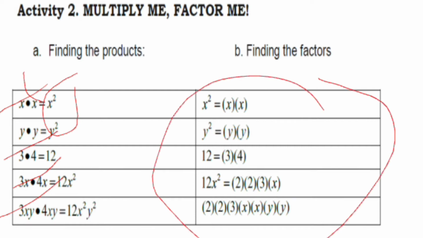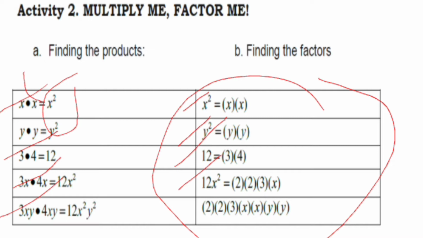Finding the factors is the opposite process of finding the products. So when you see x squared, we find its factors. The factors of x squared are x times x. When you say y squared, its factors are y times y. We have 12, which is 3 times 4. For 12x squared, the factors of 12 are 2 times 2 times 3.